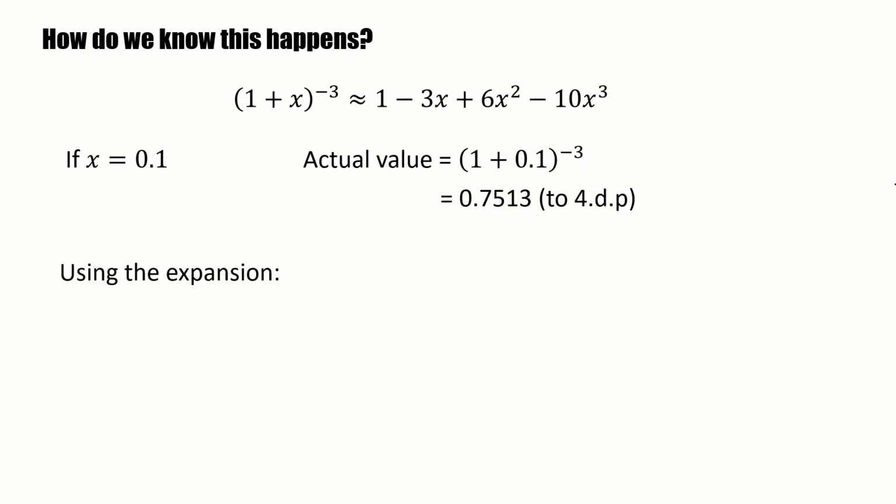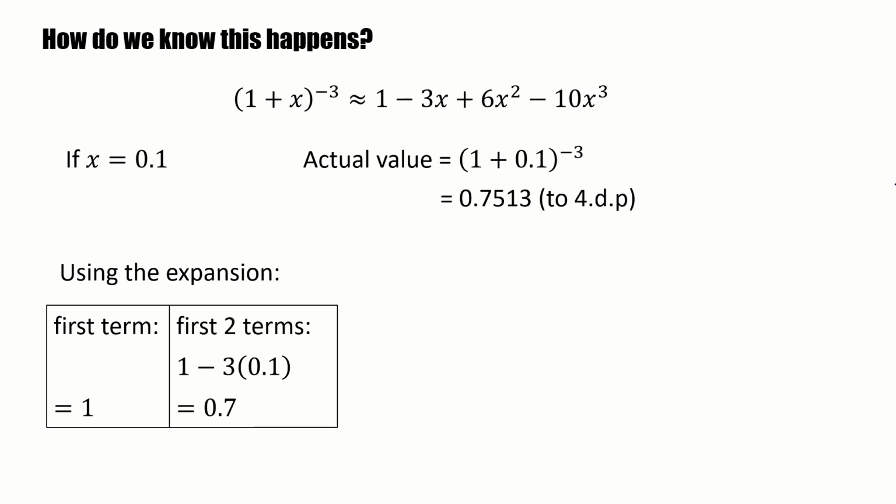So for instance, if we just plug x = 0.1 into just the first term of the expansion, well, that would be a bit silly because there's no x to actually plug it into. So you just have the number 1. But we can then improve the estimation by increasing the number of terms in the expansion we're actually using when calculating the estimate. Let's say we plug x = 0.1 into the first 2 terms of our expansion. In that case, you'll get 0.7.